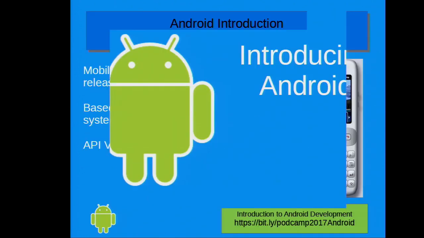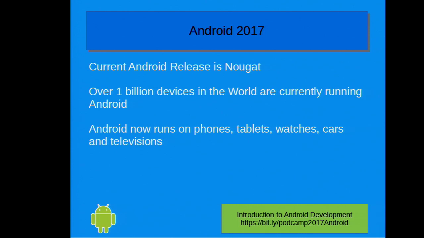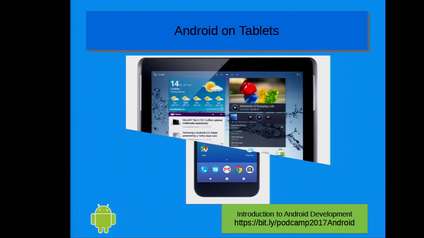Introducing Android. Android happened a long time ago, at version 1. In 2017, we're up to Android 8 Oreo now. There are over 1 billion devices in the world running Android. It runs on phones, tablets, watches, whatever. Android Nougat was API 26; we're up to about 27 now, I believe.